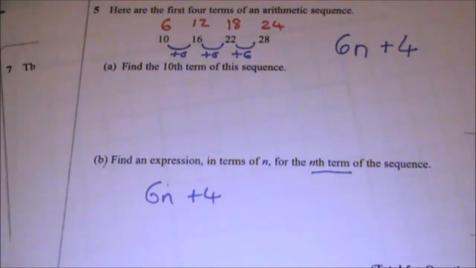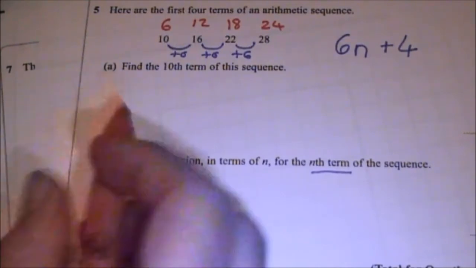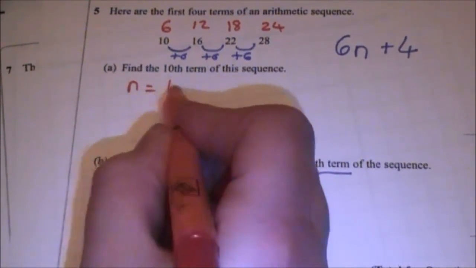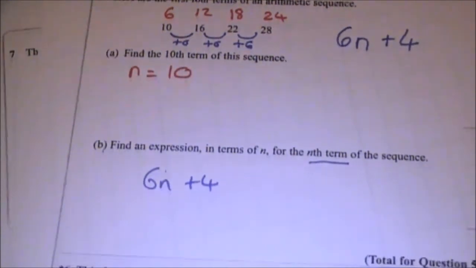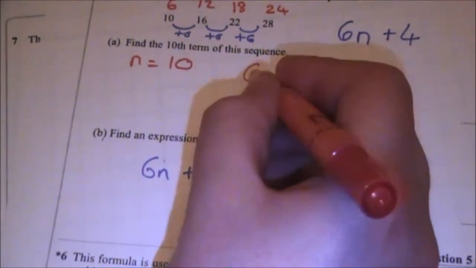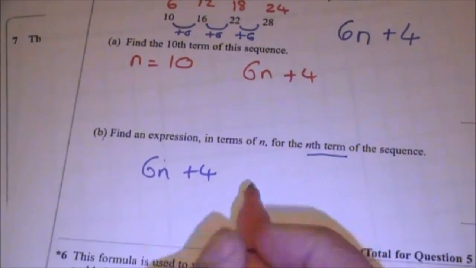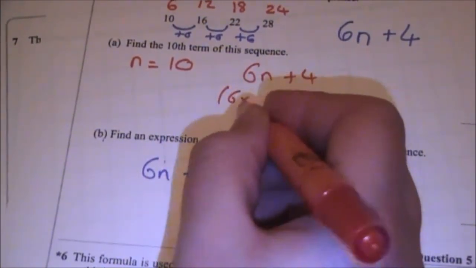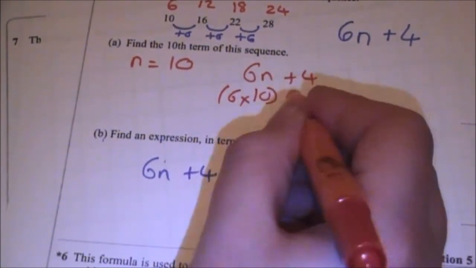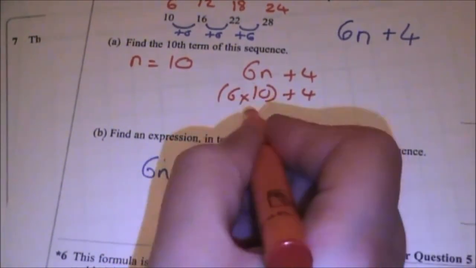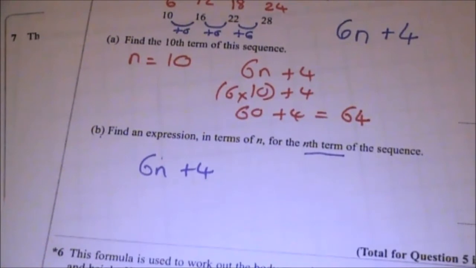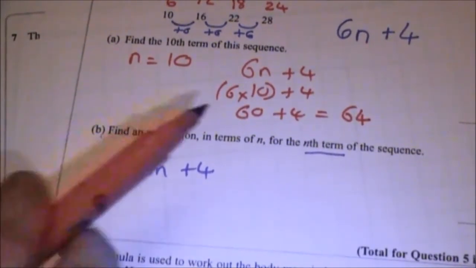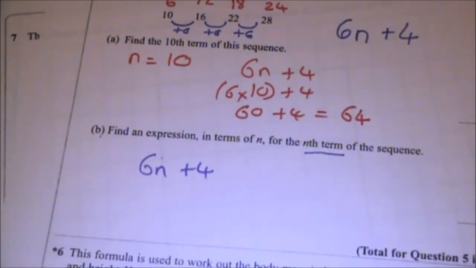Now I'm going to use that to work out the 10th term. The fact that it's the 10th term means I'm looking for the number 10, the 10th position. So I just substitute that in. 6n plus 4 means 6 times 10 plus 4. 6 times 10 is 60. Add 4 equals 64. So the 10th term is 64 and my nth term is 6n plus 4.